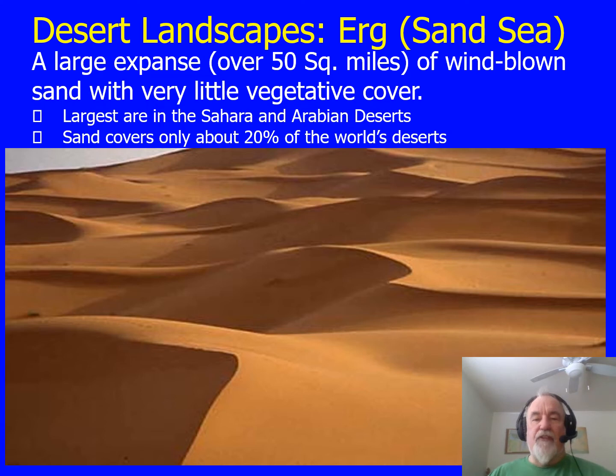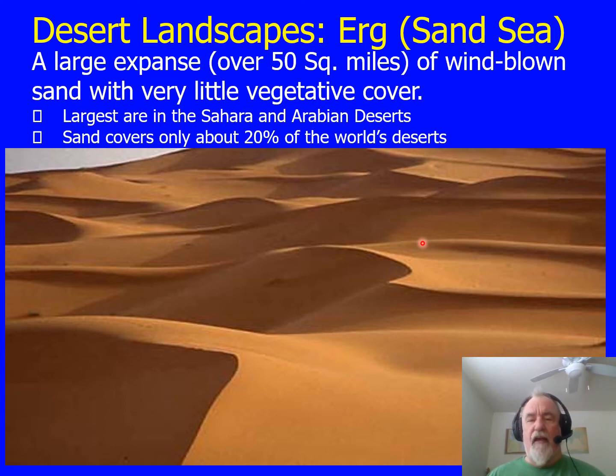So the desert landscape that might come to mind, if you were just to say the word desert, what comes to mind? For many of you, it would be these big, rolling mounds of sand dunes, which we refer to as ergs or sand seas. So an erg or a sand sea is just endless mounds of sand in a dune form. To be honest, they have to cover 50 square miles to be called a sand sea.